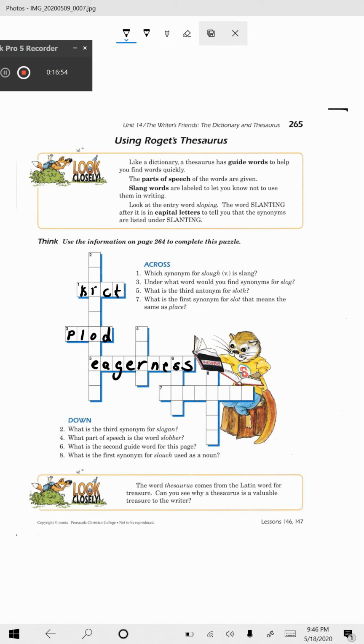All right, number 7. What is the first synonym for slot that means the same as place? So let's find slot, just a few up from sloth. All right, and they want to know the first synonym for slot that means the same as place. So do you see number 2? You see position and place. So what's the first synonym for that? Position. So I'm guessing that would fit right here.